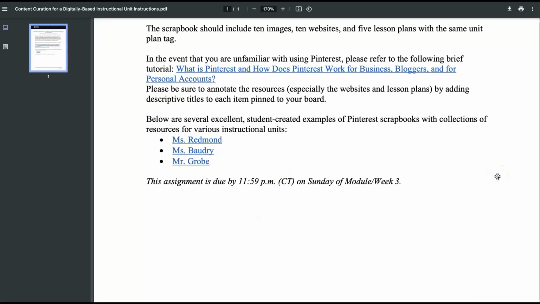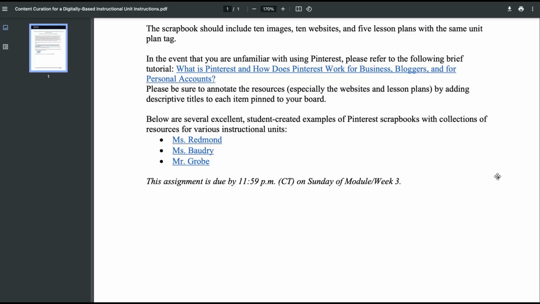Let's now look at more detailed instructions for this particular assignment. The scrapbook you create in Pinterest should include 10 images, 10 websites, and 5 lesson plans with the same unit plan tag. So basically, you're creating a collection of resources in Pinterest that you will ultimately utilize as you put your unit together later in this course.